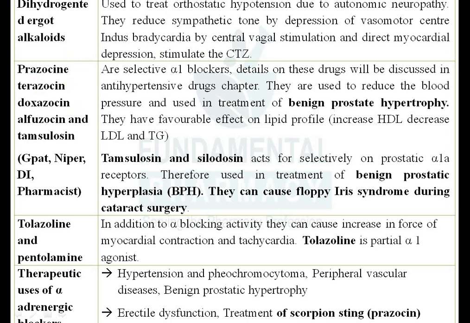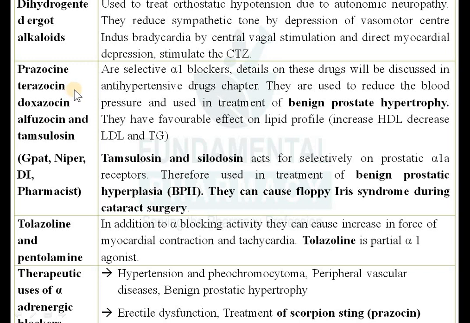Then next one is prazosin, terazosin, doxazosin, alfuzosin, tamsulosin. These drugs are very important because they are going to ask questions on this portion, not on the above portion. They are going to ask you what the selective alpha blockers are, and what their uses are. So try to focus on this: prazosin, terazosin, doxazosin, alfuzosin, and tamsulosin. They are known as the selective alpha 1 blockers.